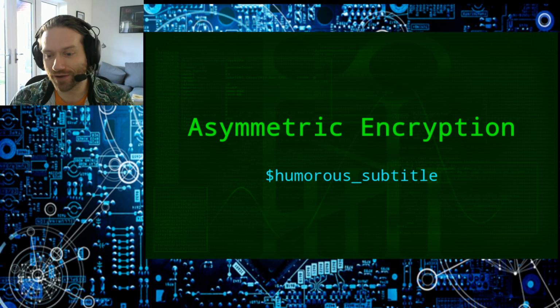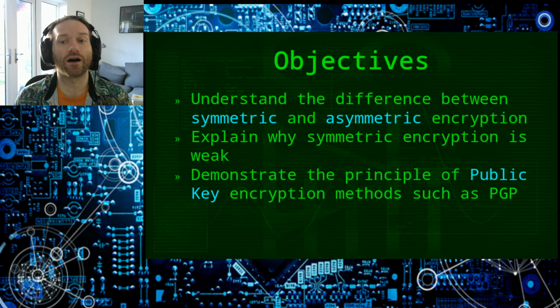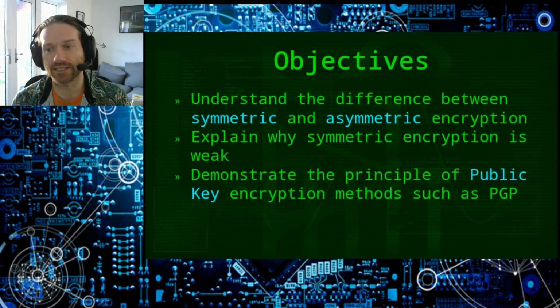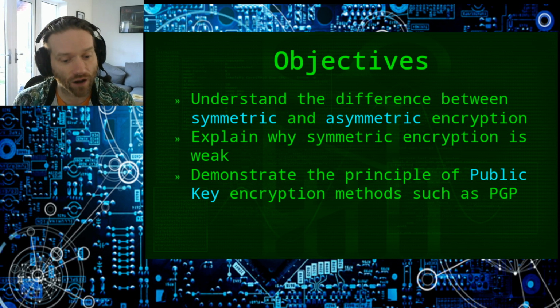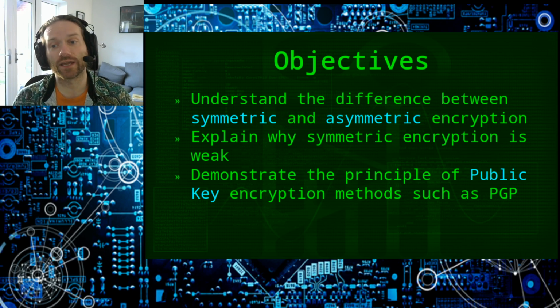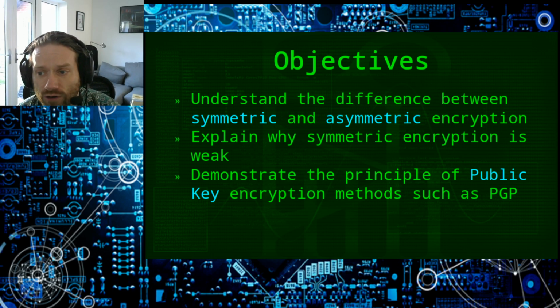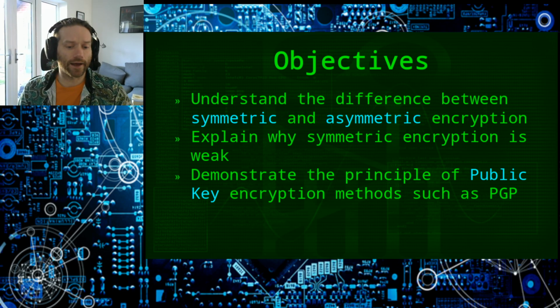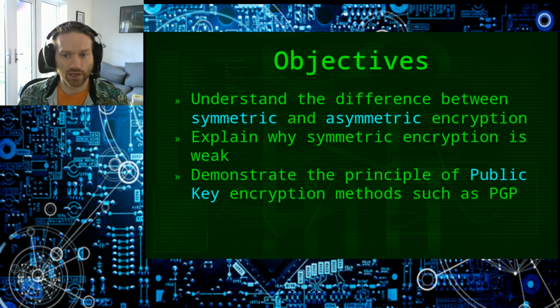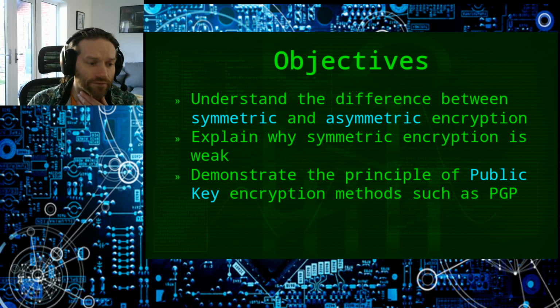So anyway, the objective of this lesson is to understand the difference between symmetric and asymmetric encryption. You've probably already got an idea of what that means. We'll also look into why symmetric encryption is weak. You might already have an idea of that as well. But also we'll look at something called public key encryption. Some of you might have used public key encryption. You might have heard of PGP keys, but not fully understood exactly what's going on. So we'll have a look at that.